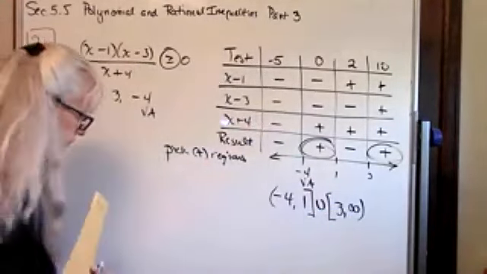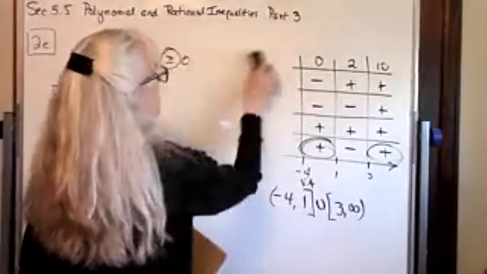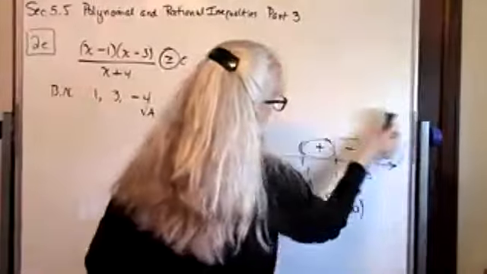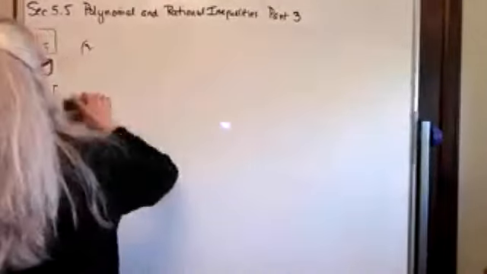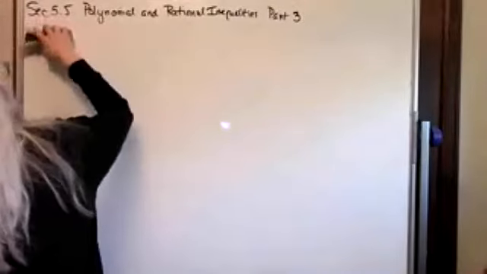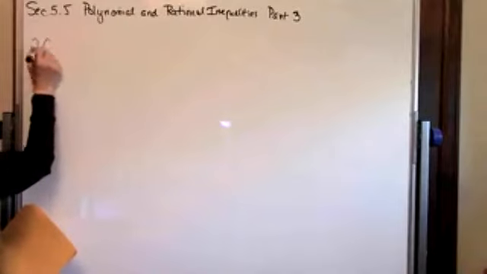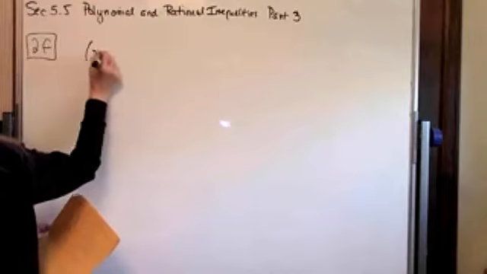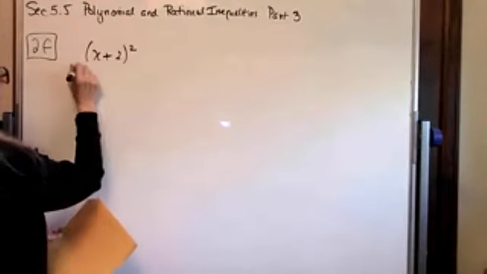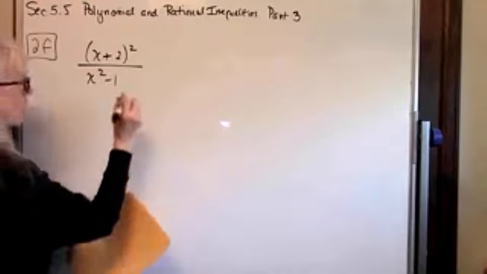Okay, one more before moving on. So this is part F on example 2. So we have x plus 2 quantity squared, and that's going to be over x squared minus 1 in the denominator.